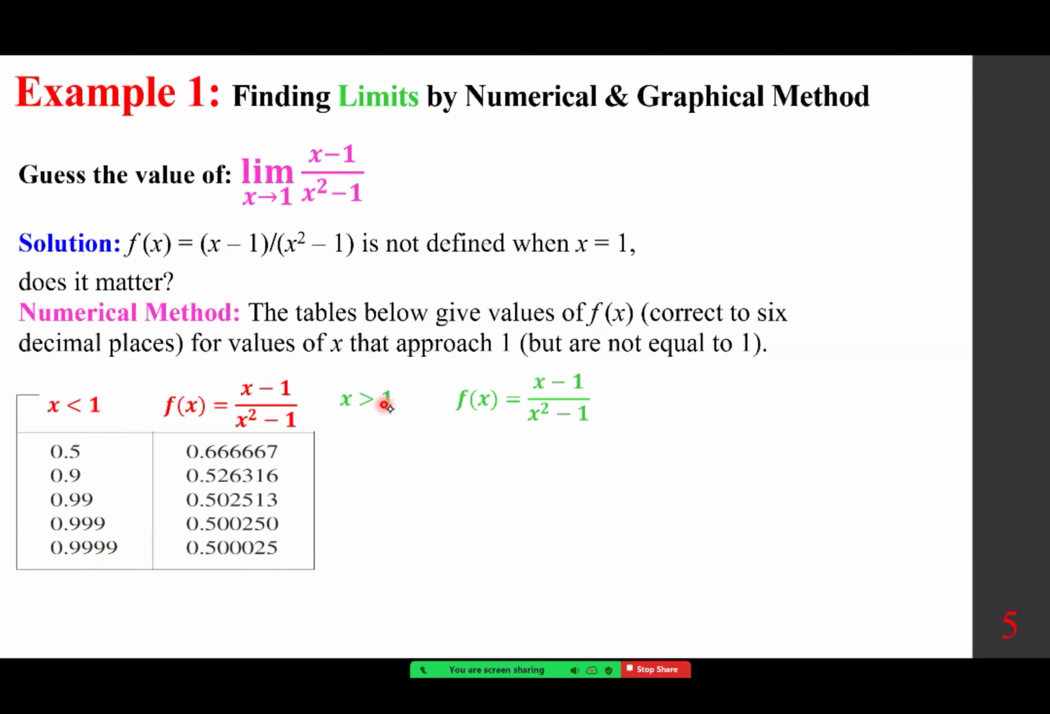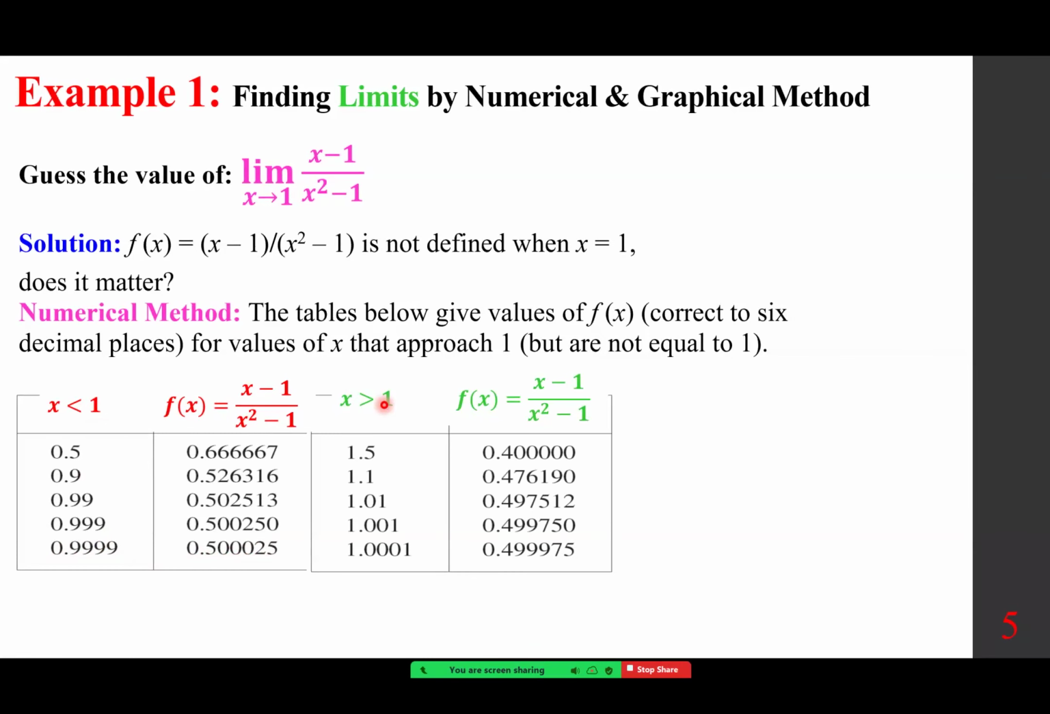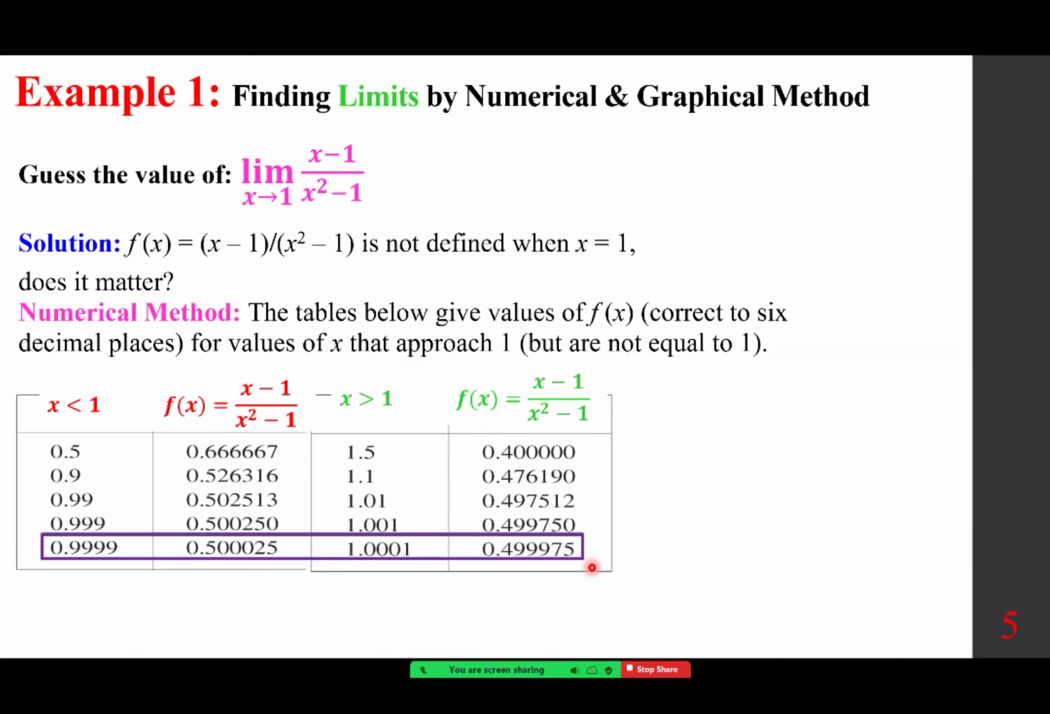Let's do the same thing from the right side. That means x larger than 1. For example, 1.5, 1.4, 1.3, 1.2, 1.1, 1.01, and so forth. As you can see, this is a better choice. This is the closest one. And when x is 1.0001, f of x becomes 0.49975. As you look at this one, this and this, I believe they suggest the limit from the table should be 0.5.